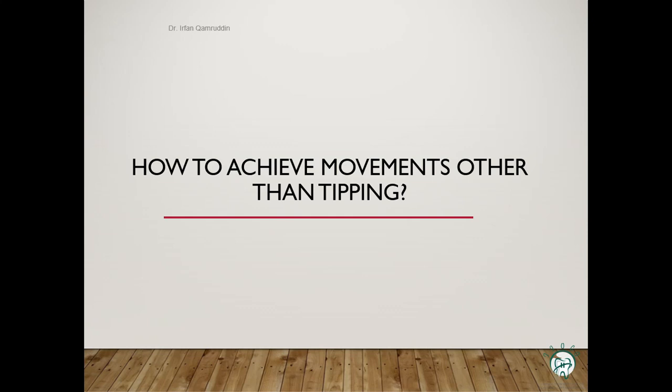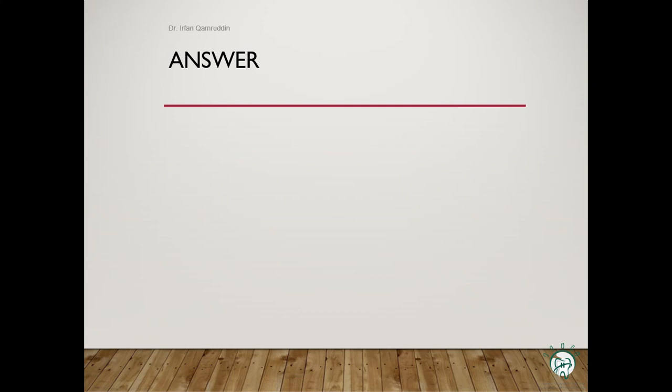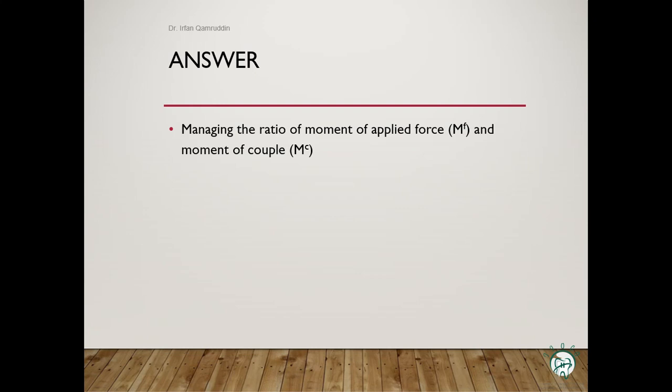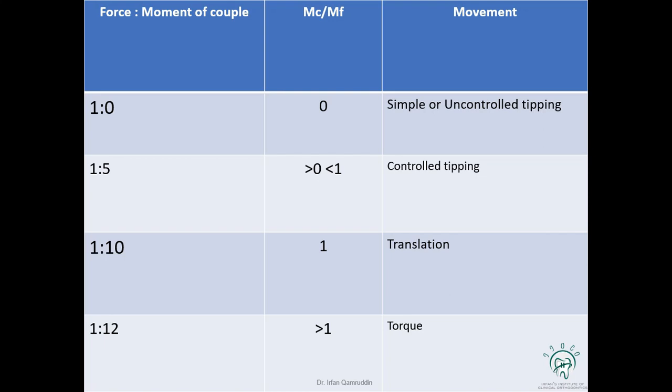Now the second question is how to achieve movements other than the tipping. The answer is very simple: by managing the ratio between the moment of applied force and moment of couple. But things are not very simple. Look at this table you can find in most of your textbooks, which gives you the ratio between force and moment of couple to achieve particular kind of tooth movement. Like for tipping, it is 1:0, while for translation, it's approximately 1:10. But here I want to clarify it more with the following example.